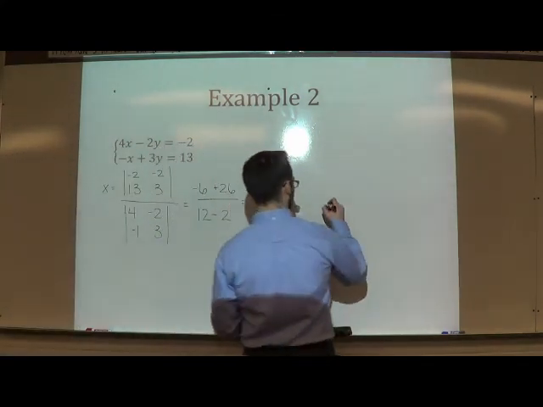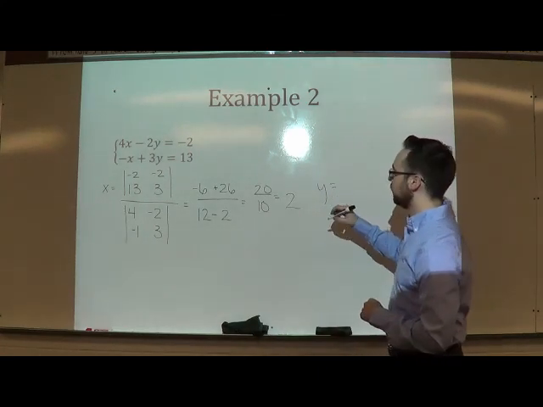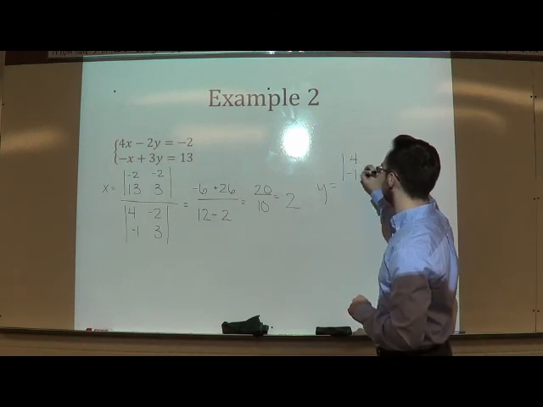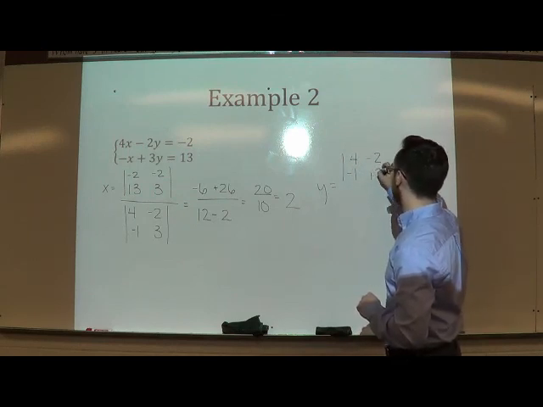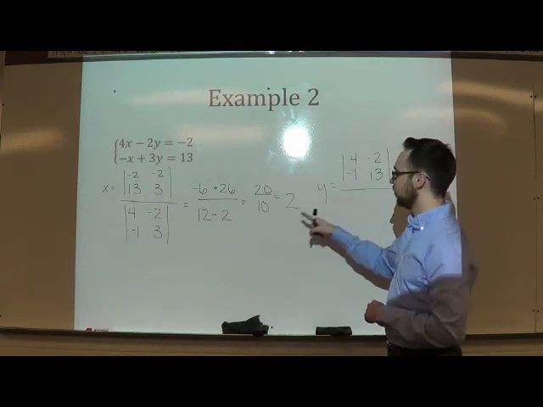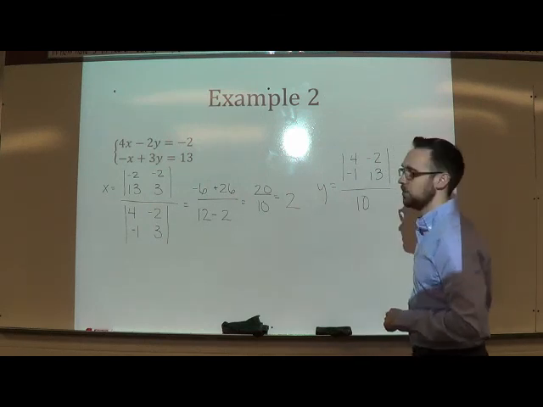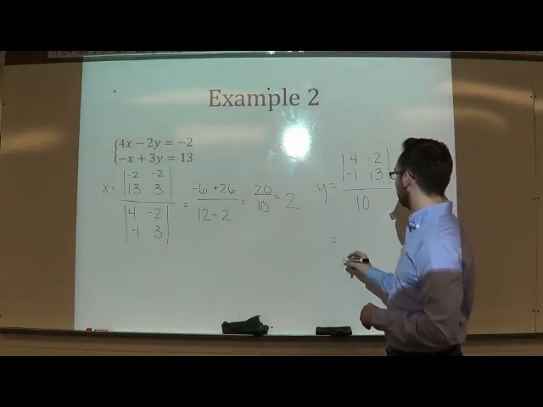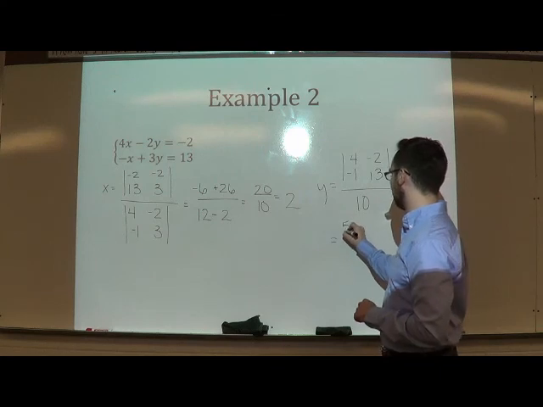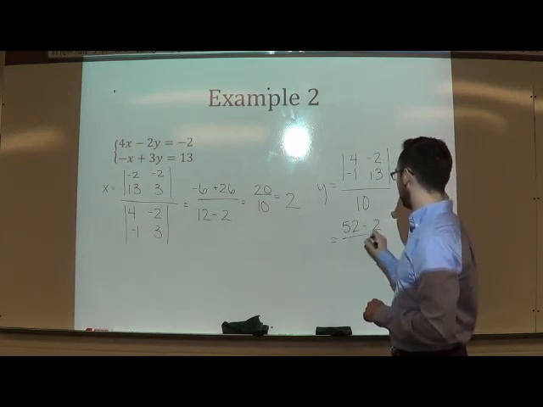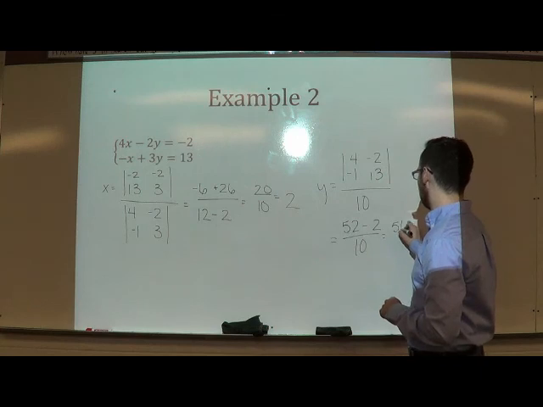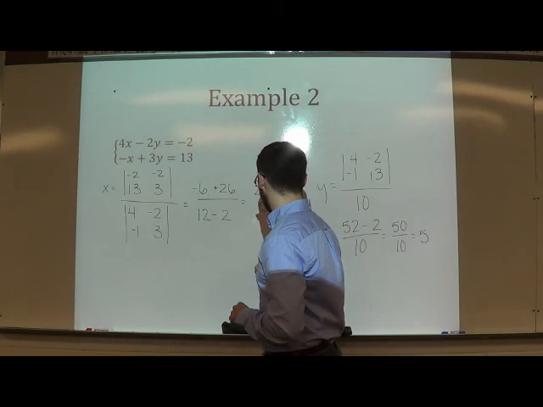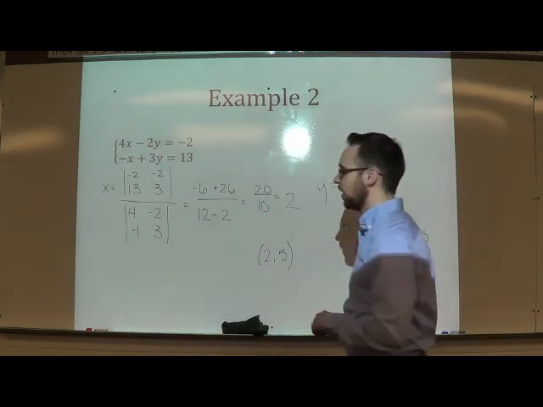Now let's go ahead, I'll come over here and we'll do the y values. So we're going to get y is equal to the determinant of 4 over negative 1, and the negative 2 and the 13 will go in here in place of the y's, all over the same thing that we had before, which was 10. We come down, cross multiply, 4 times 13 is going to give us 52, minus 2 all over 10, 50 over 10 is 5. So our coordinate here would then be 2, 5.